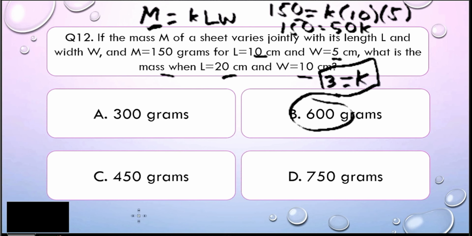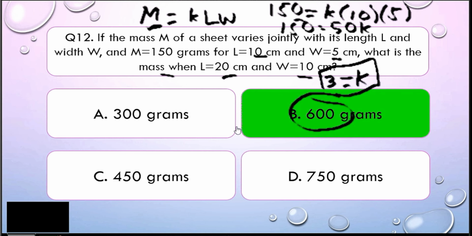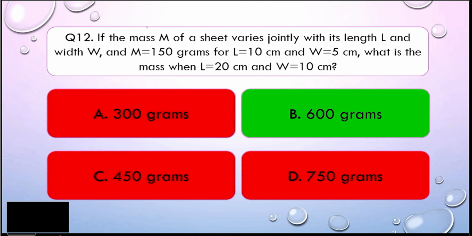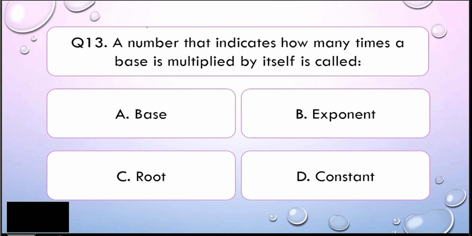Now, let's check whether we are correct. Alright! Easy, right? Very easy, my dear math learners. So now let us go to question number 13. A number that indicates how many times a base is multiplied by itself is called: A, base, B, exponent, C, root, or D, constant? Alright, I'll give you 5 seconds to think about your answer.